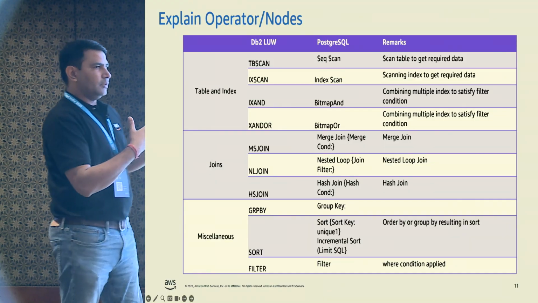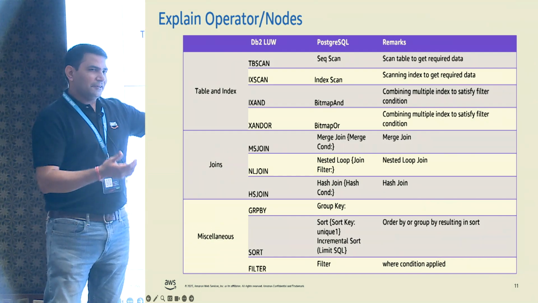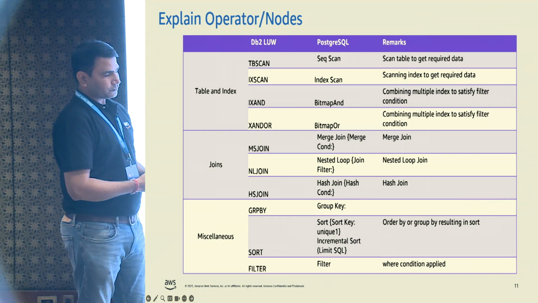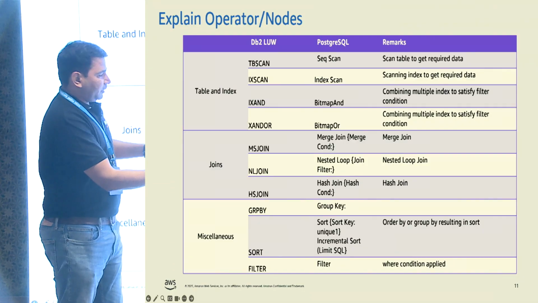Then there are joins. We all know merge join, hash join, and NL join. NL is very frequent, but you can force it to use hash join in DB2, and the same here, based on how much memory you have.